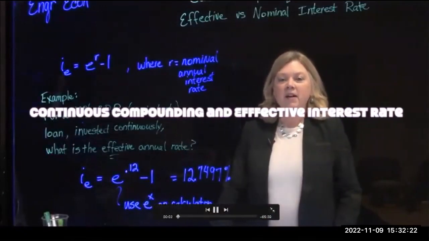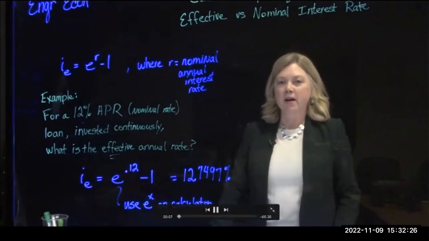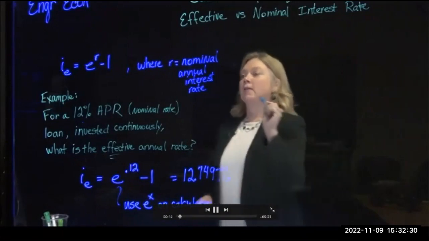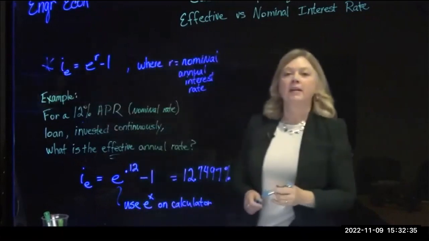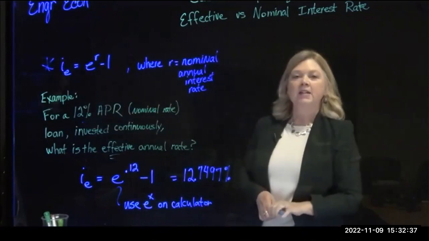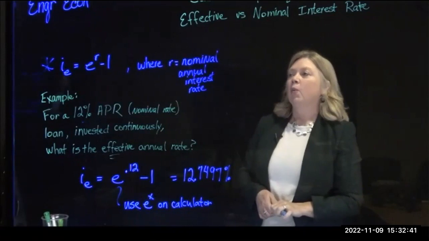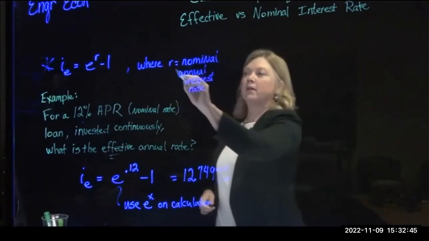All right, this video is on continuous compounding and also the difference between nominal interest rate and effective interest rate. So the important formula to learn for today is I sub e equals e to the r minus 1, where r is the nominal annual interest rate.